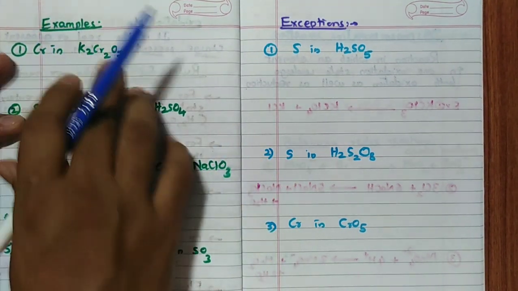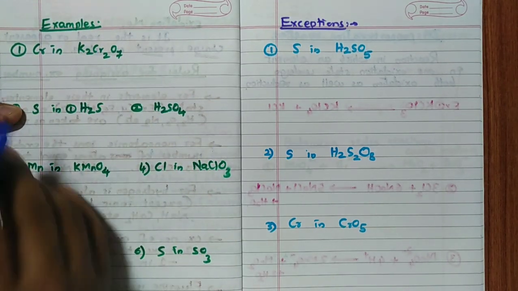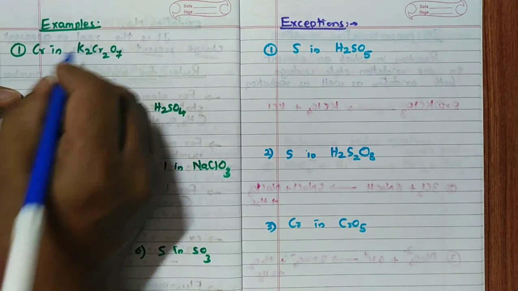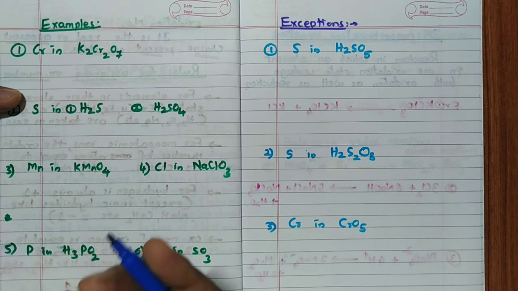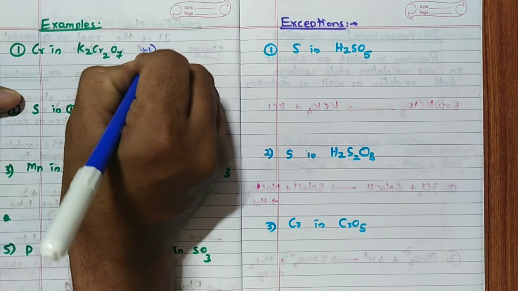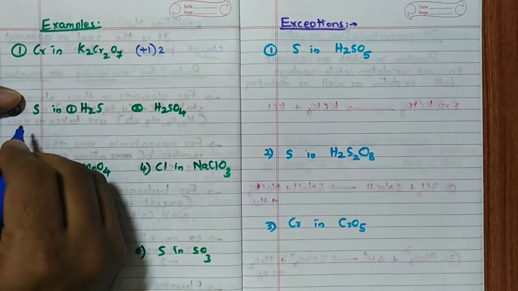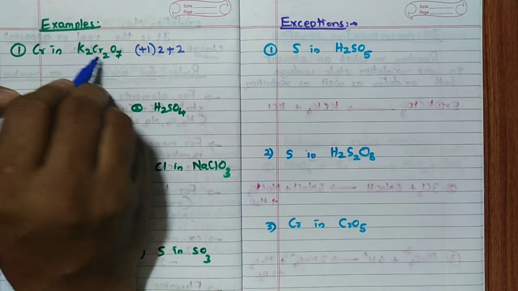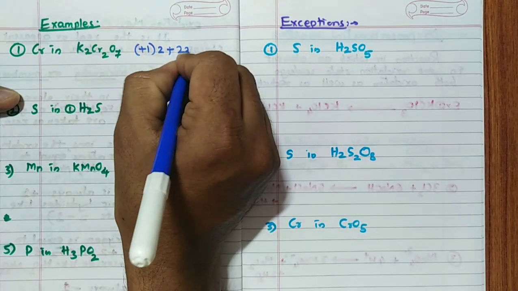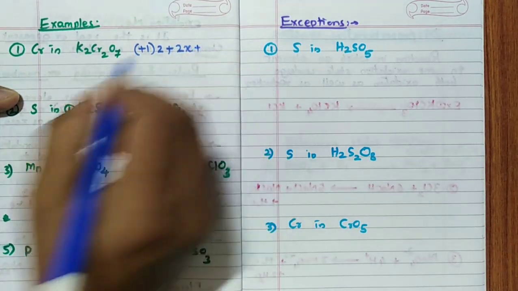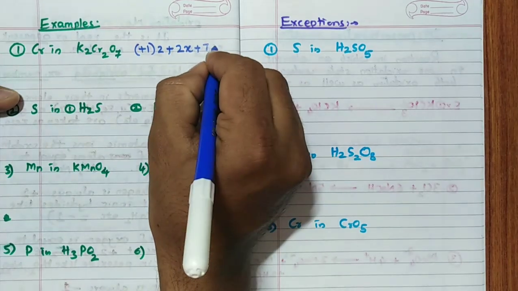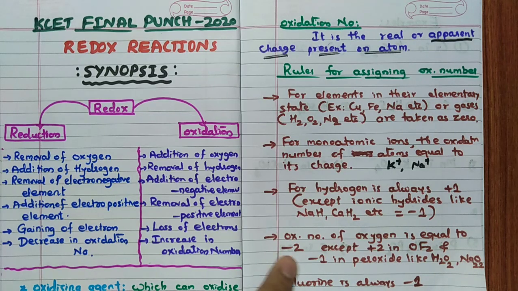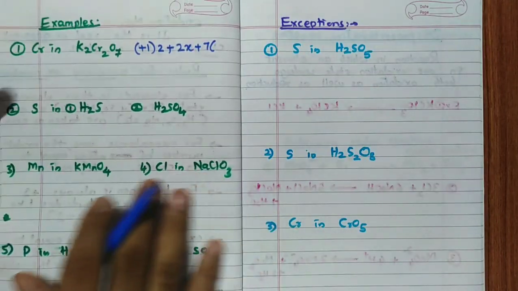Fine. Cr in K2Cr2O7. Potassium dichromate, you can see. In this case, Cr you have to calculate. K is an alkali metal, so that is plus 1, correct? So plus 1 into how many K are there? 2, plus chromium, 2 are there. Chromium we have to calculate, hence I will take it as x. Plus 7 is oxygen. The charge on oxygen is always, remember, minus 2. Only if it is a peroxide is it minus 1, and in OF2 it is plus 2.